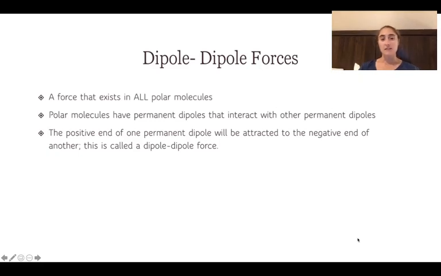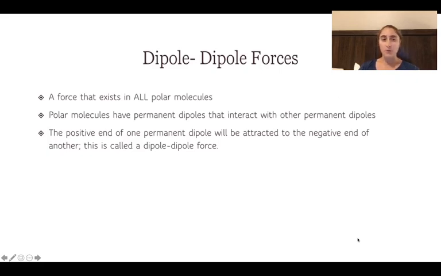Hi guys, welcome back. This is a continuation of your IMF's notes. So we're picking up where we left off. We're starting with dipole-dipole forces. The last one we talked about was London dispersion forces. Those were the weakest ones. Now we're talking about the mid-range one here, and these are dipole-dipole forces.